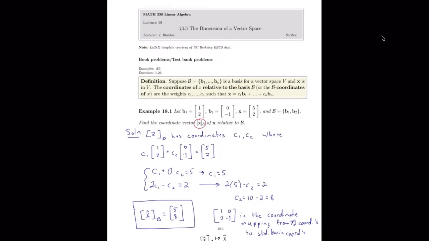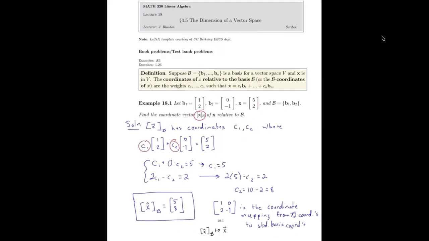So the coordinate vector of x relative to the basis B. The challenge is this: we have to note that x in B coordinates has C1, C2 as its coordinates, where C1 and C2 are the weights of the linear combination of these two vectors.